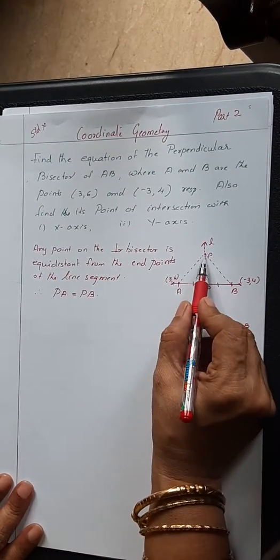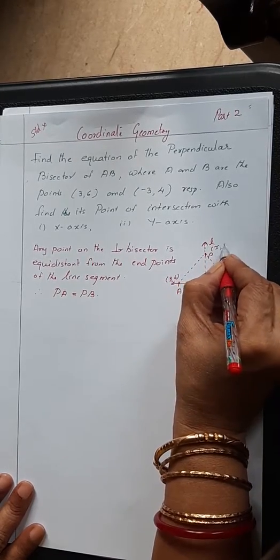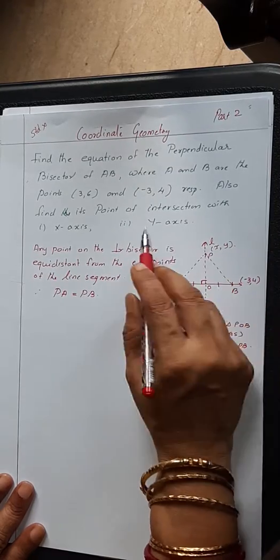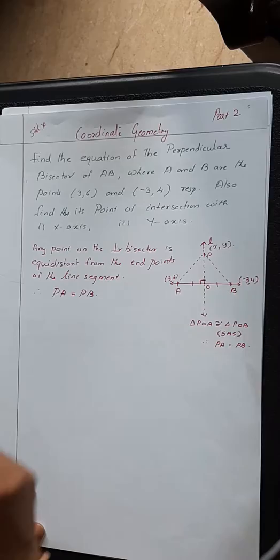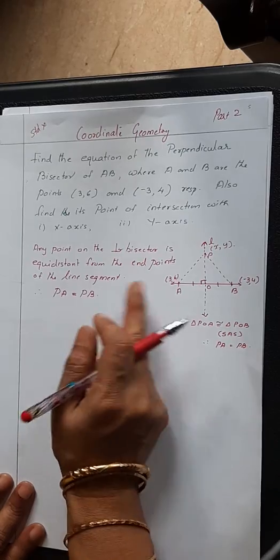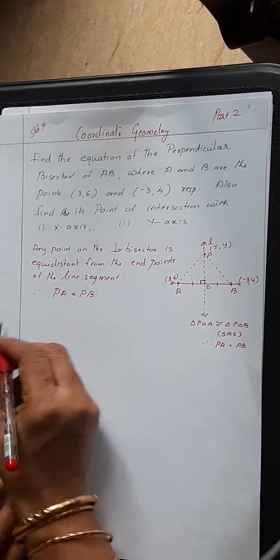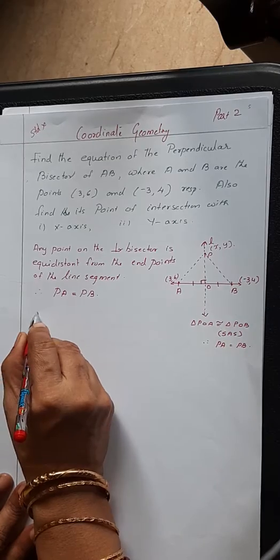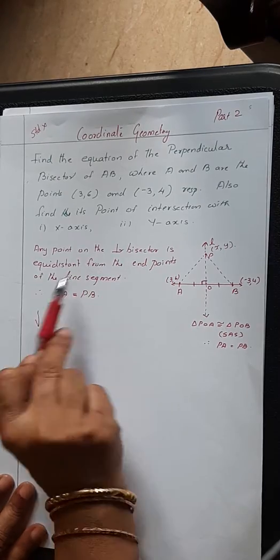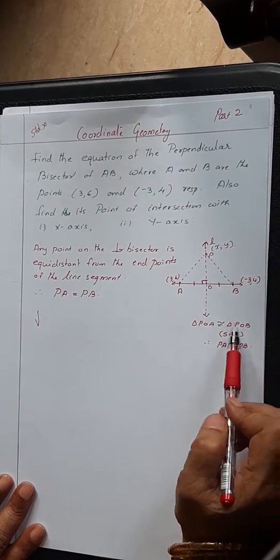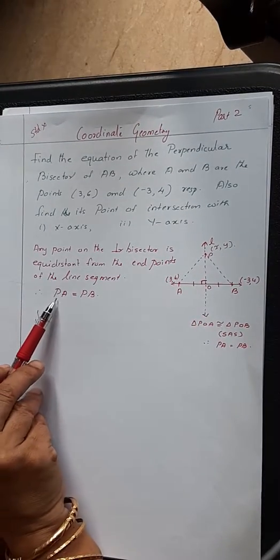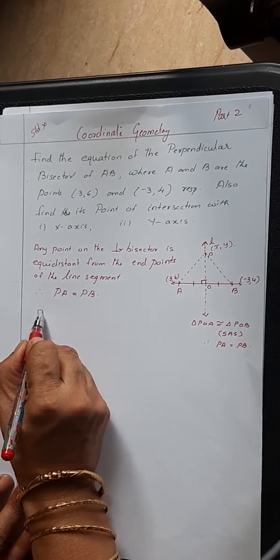So let P be (x, y). Now if you find PA equal to PB, then you will get an equation in x and y, and that will be the equation for the perpendicular bisector of AB. So for PA, we will be using the distance formula. You have to write: any point on the perpendicular bisector is equidistant from the end points of the line segment. You don't have to prove all these things. This is just for your understanding. I explained. You can simply write this, and therefore PA equal to PB, and then use the distance formula.